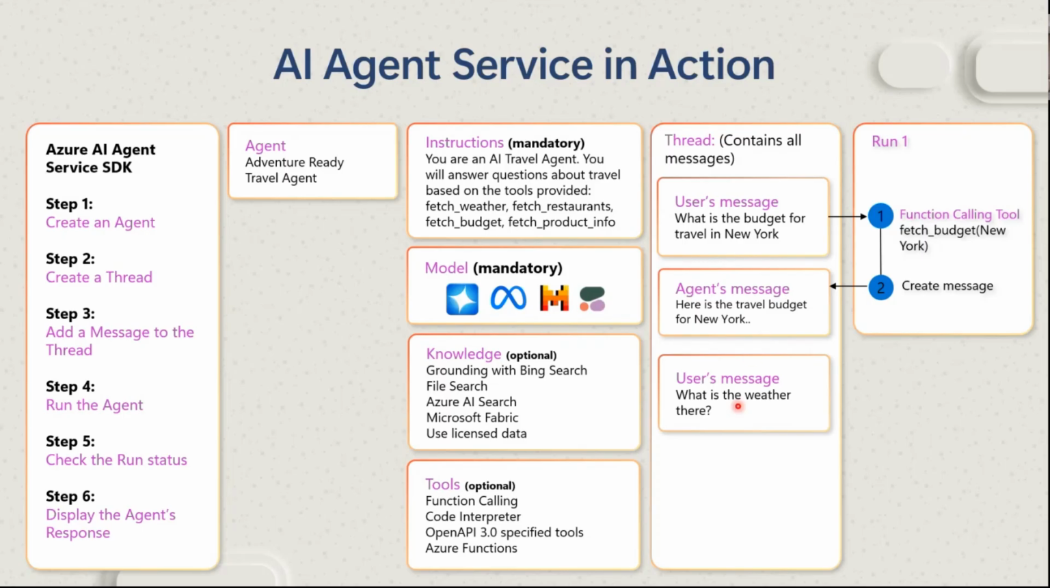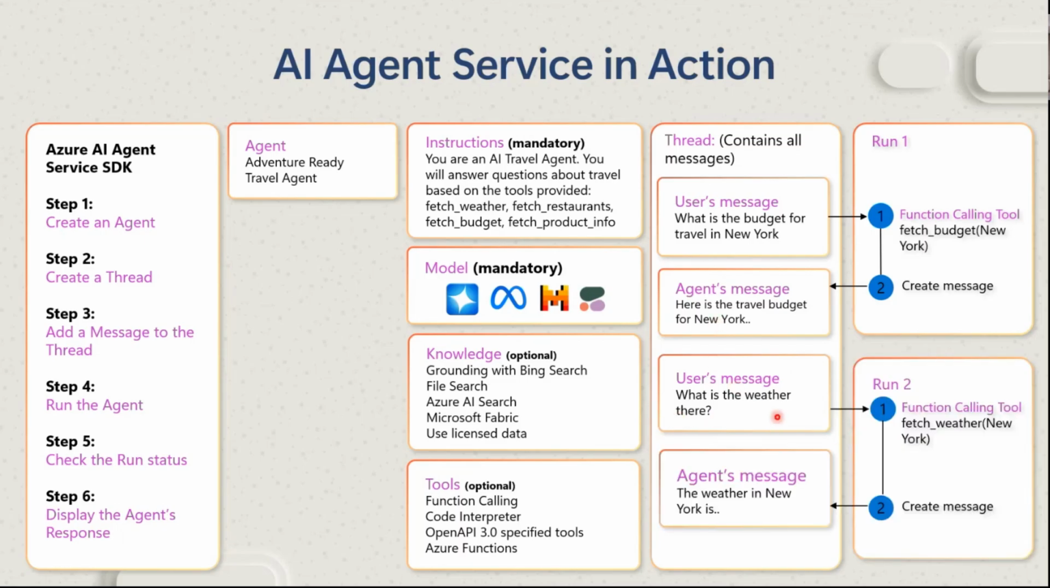Or let's say, what is the weather there? So based on the history already, since we just keep on adding messages here, the term "there" would imply New York. And then from there, it will use the fetch weather tool and use New York as the context. And from there, provide the weather in New York.